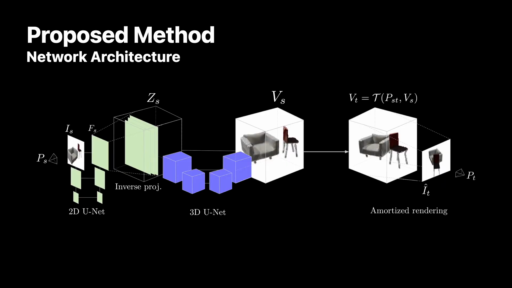Here is the network architecture of our proposed method. It is comprised of three main components. The 2D unit first encodes the scene images into a feature map. It is then inversely projected into a latent volume ZS. A 3D unit network processes the feature and generates RGB alpha volume VS. After transforming the volume into the target view pose PT, a final image can be estimated by an amortized volumetric rendering.